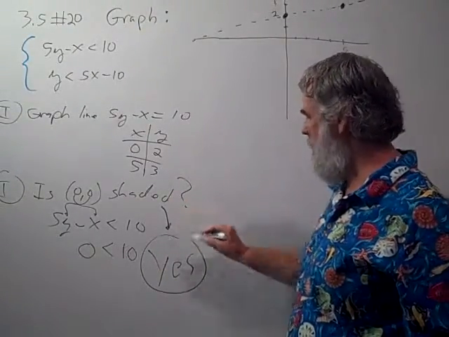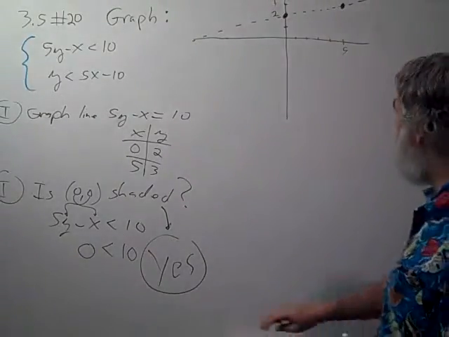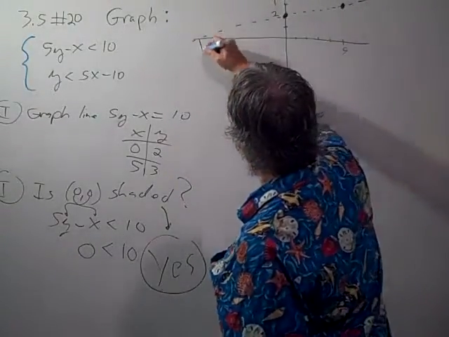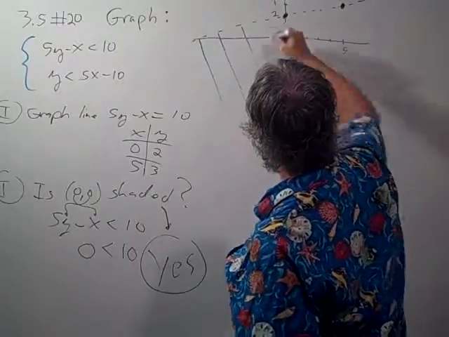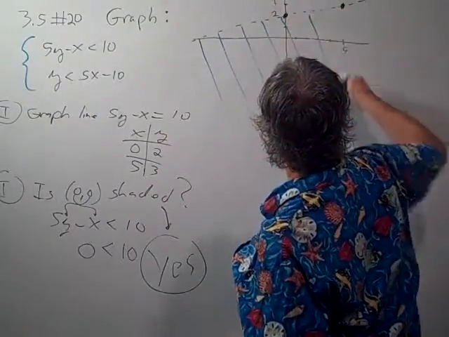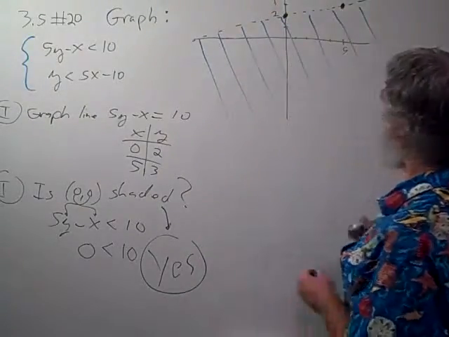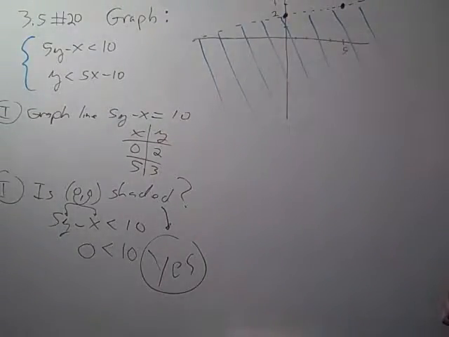So the answer to our question is yes. The origin is on the shady side of that line. So it's the downside of that line that we shade. So there's the solution. All those points are in the solution to the first linear inequality. And now we proceed to the second linear inequality.